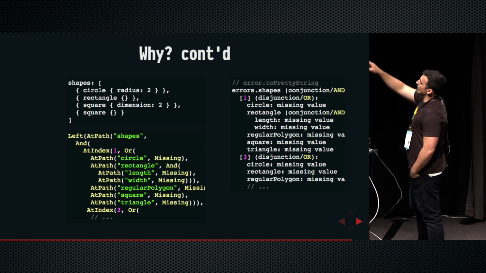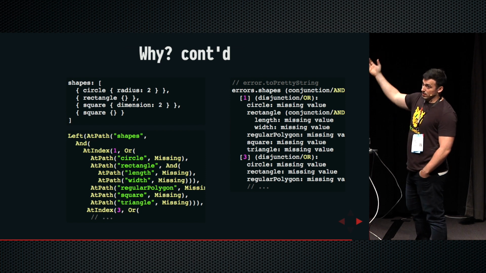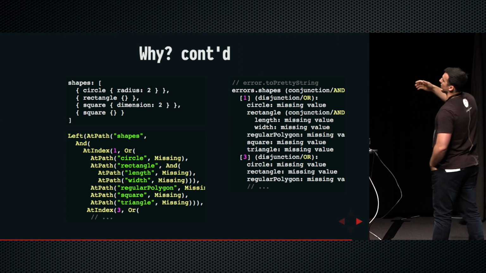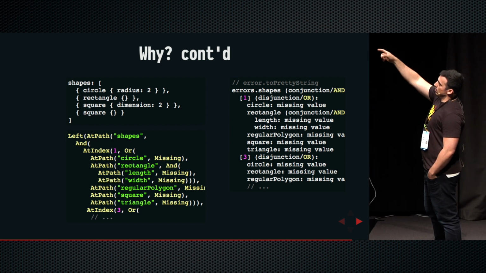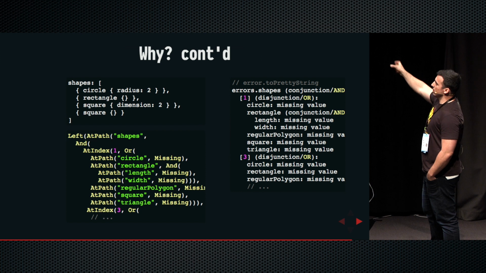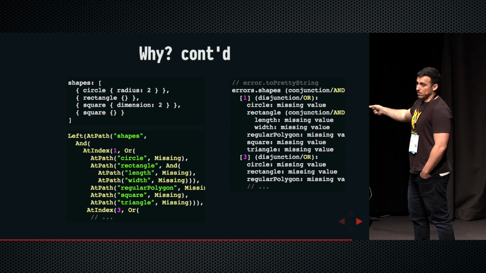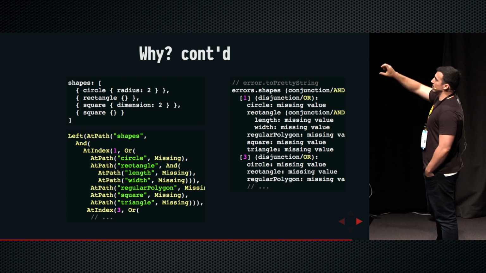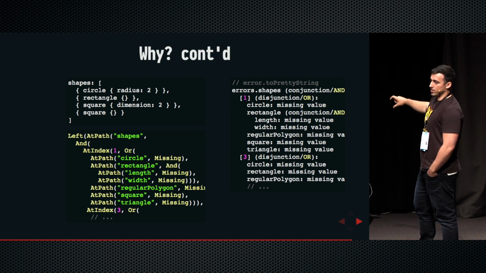So you can see that at index 0 it succeeded. It was able to load the circle with radius 2. But at index 1, it noticed that we had rectangle. It tried to load values at the path rectangle. It couldn't figure it out. And it also tried all the other alternatives. And it reports exactly what went wrong with all those alternatives.